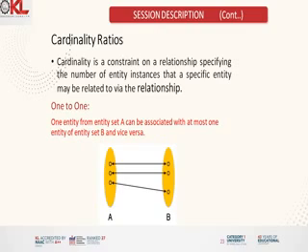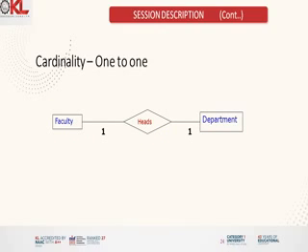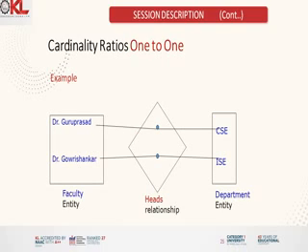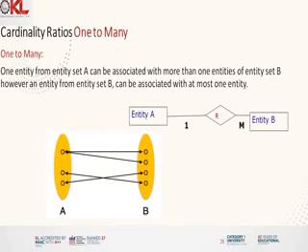Coming to one to one, one entity is related to another entity. So let us see an example here. Faculty, head of the department, means one faculty is going to be head of the department. And here there are multiple faculty, but even though there are multiple faculty, the faculty works in only one department.